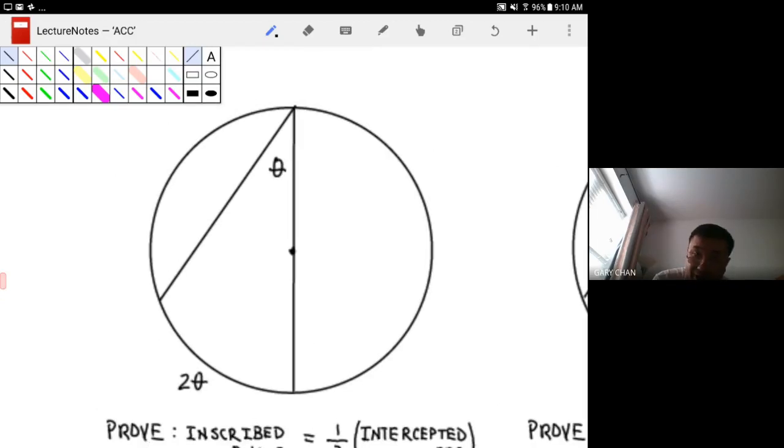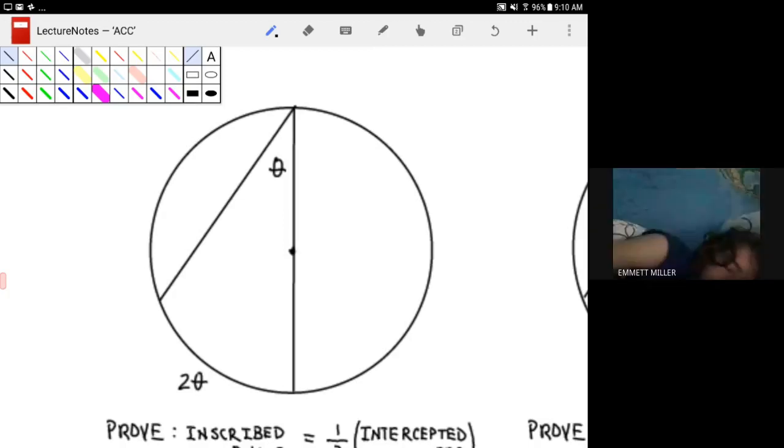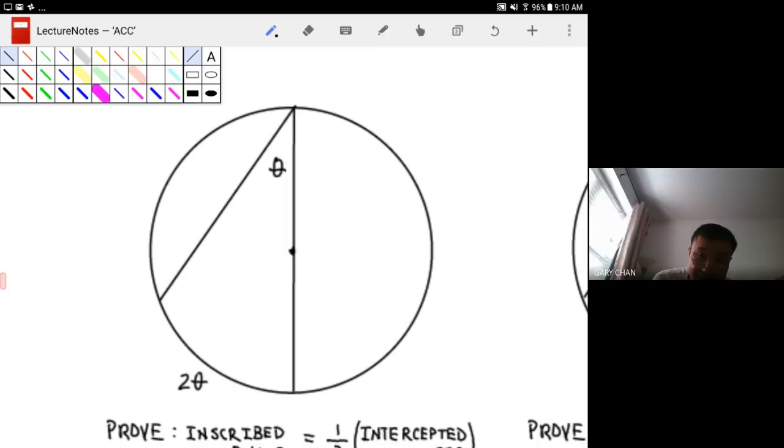We know that all radii in a given circle are going to be the same length or different lengths? They're going to be the same length. Say that again, Emmett. Yeah, same. They're going to be the same lengths. Okay.